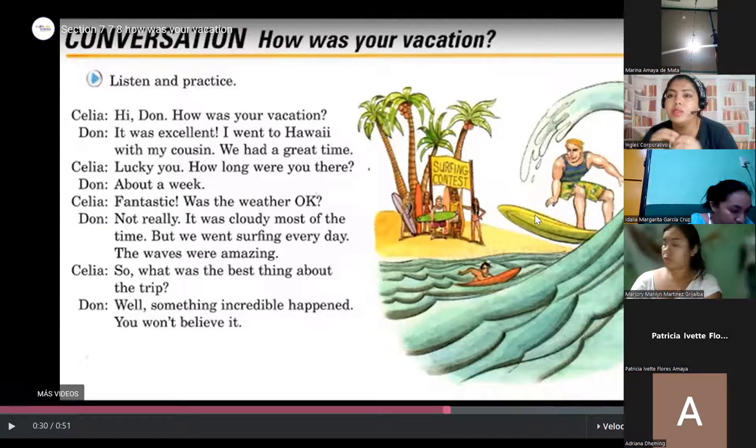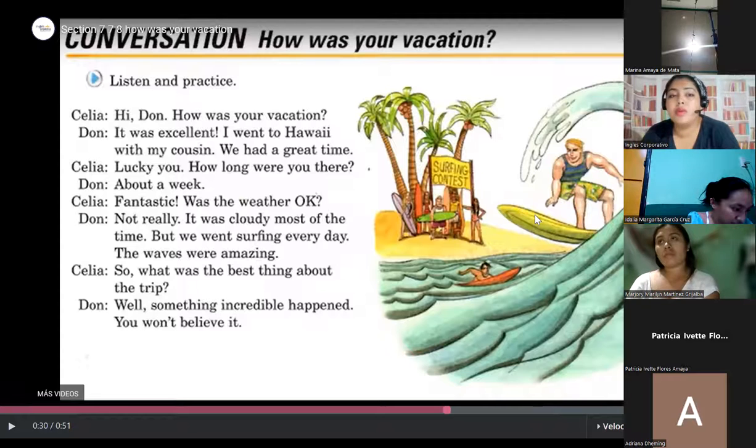In this case, we are going to begin with this one. So here we have the use of the verb to be in past. We have the first one, that is how was. So in this case, we know that the verb to be in past is was and were, depending on the person in which we are using this structure. So we have the question, how was your vacation? ¿Cómo estuvieron tus vacaciones? It was excellent. Seguimos con la estructura. Fueron excelente.